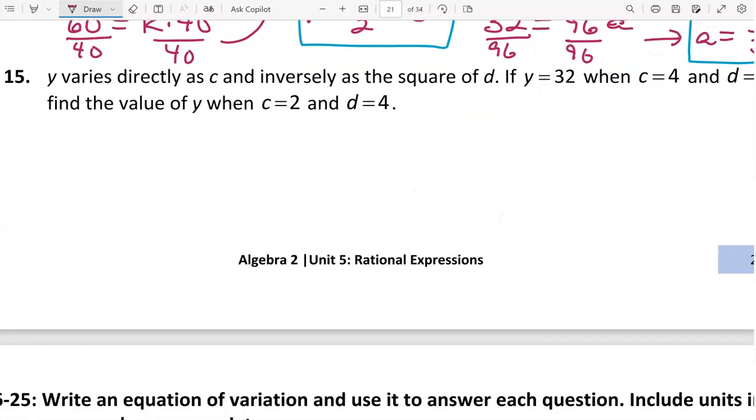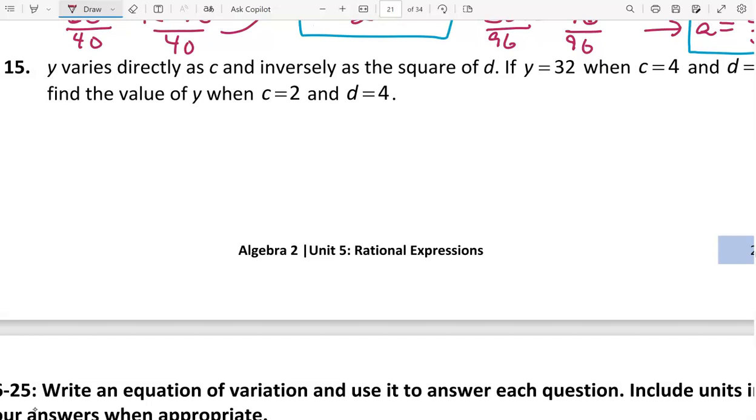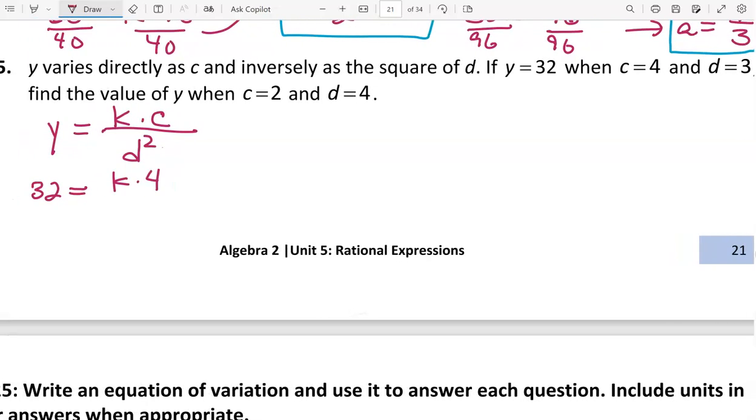In 15, y varies directly as c and inversely as the square of d. So y equals k times c, because that's a direct variation, divided by the square of d. That's d to the second power. And y is 32 whenever c is 4 and d is 3. And so that's going to give us an equation. 32 is equal to 4 times k divided by 9.